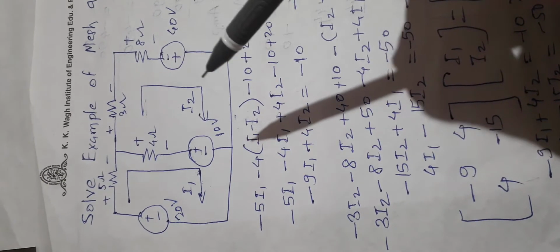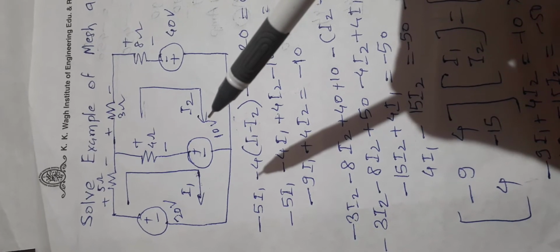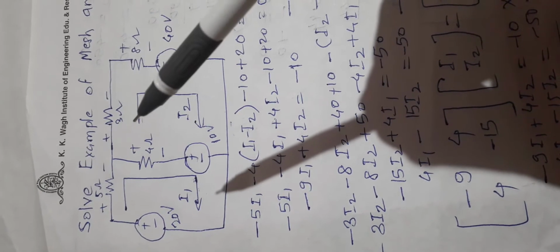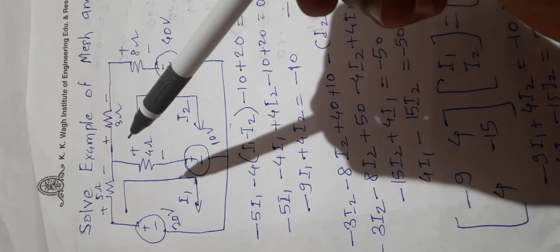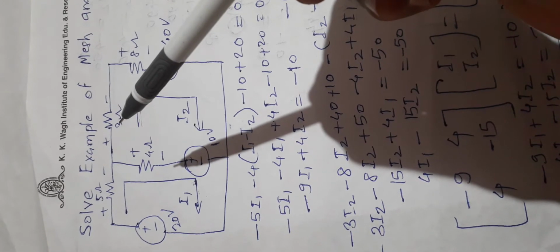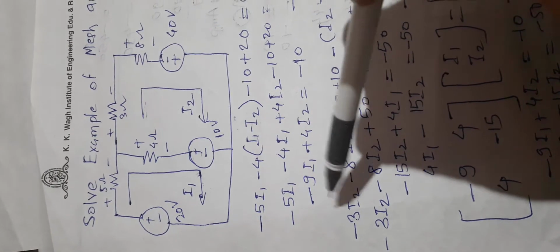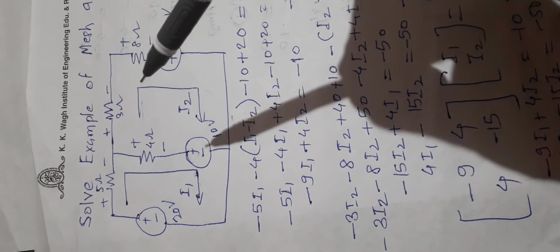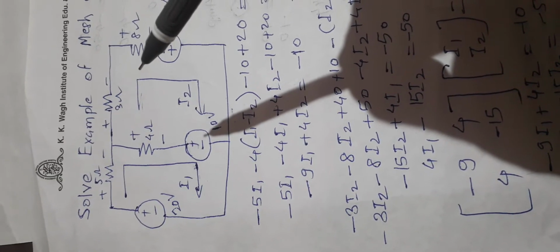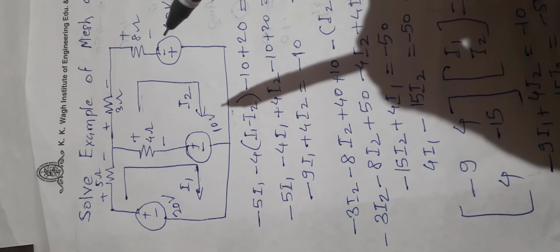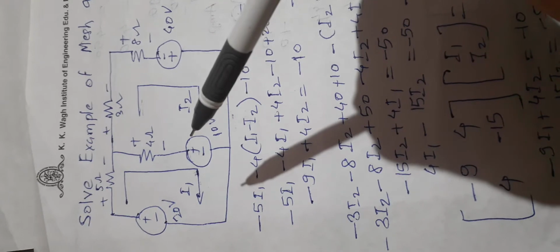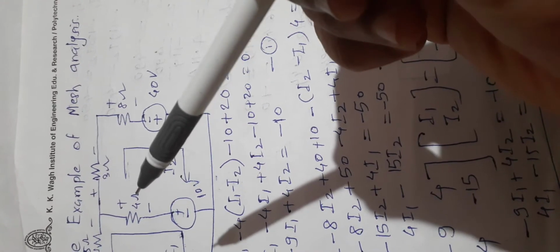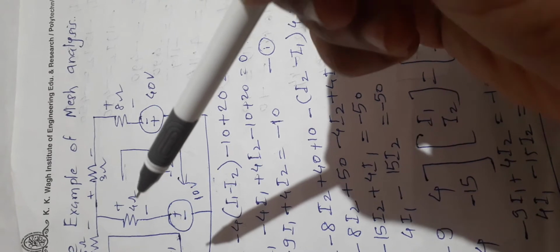Now we go for the second loop. Here I2 is the current we are considering first. So here, plus to minus is a drop in potential: I2 into 3, minus I2 into 3 here. Then 8 into I2, minus sign, minus 8 into I2. Then rise in potential 40, rise in potential 10. Again, the common branch current is I2 minus I1 here.